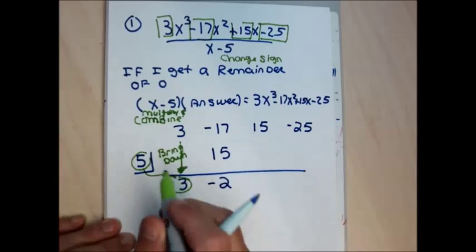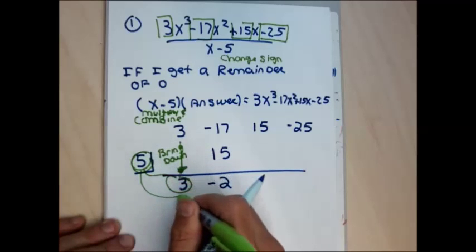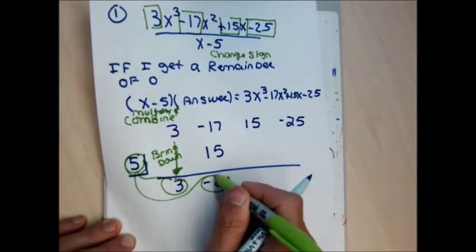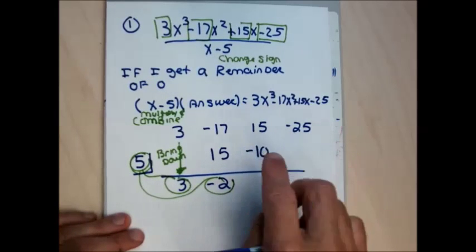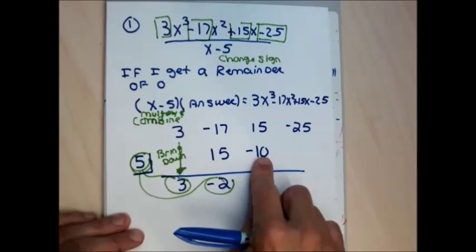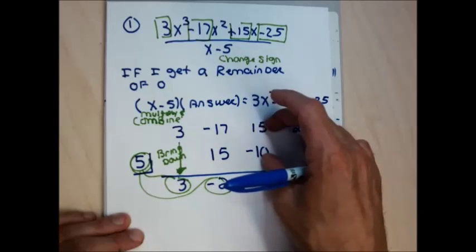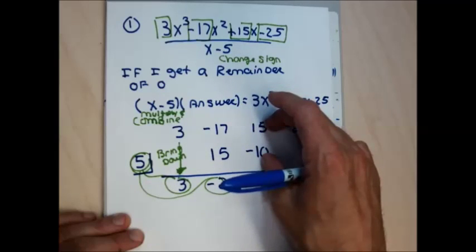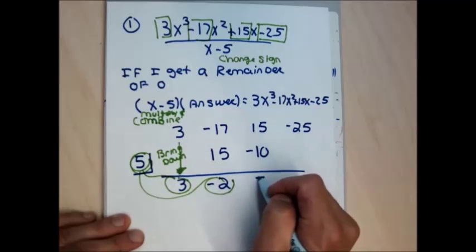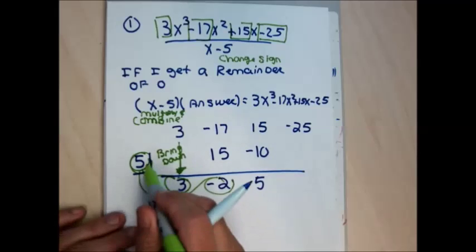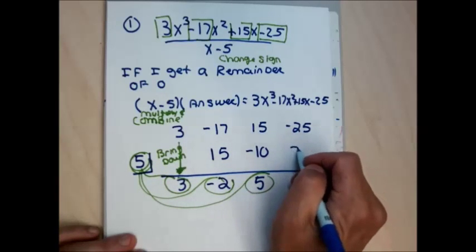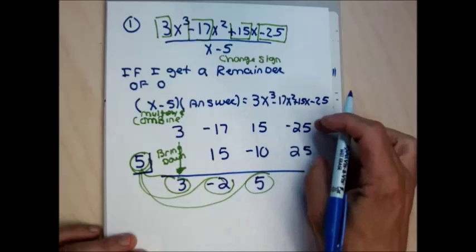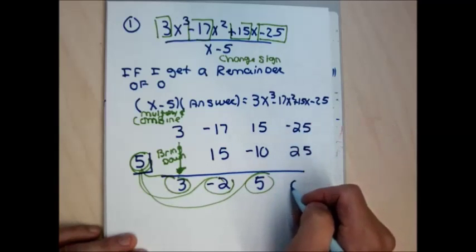I'm going to multiply and combine again. I'm going to take the 5. I'm going to multiply it by the -2. 5 times -2 is -10. Write the -10 in the next unused space. Combine these. If they have the same signs, I add. Opposite signs, I subtract and take the sign of the larger. 15 minus 10 is going to give me +5. Multiply and combine. 5 times 5 is 25. Combine the -25 plus 25 and get 0.